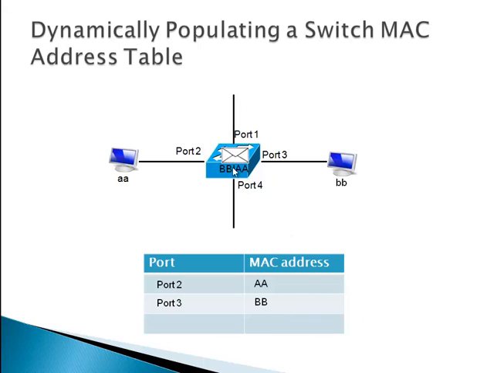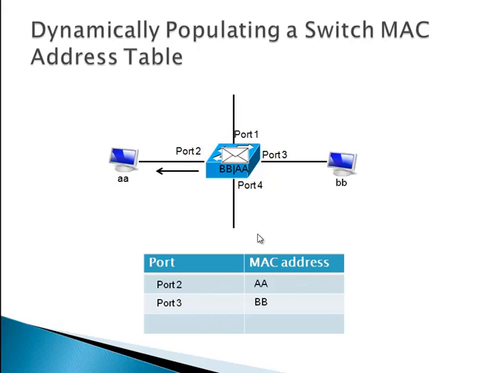Okay, done that. Now I look at the destination. Where is it going? It's going to AA. Do I know where AA is? Yes, I do. It's on port 2. So I'm going to send it to just port 2. I'm not going to flood it, or send it to every port. So that's how the switch learns the relation of MAC addresses in the MAC address table to the port numbers.